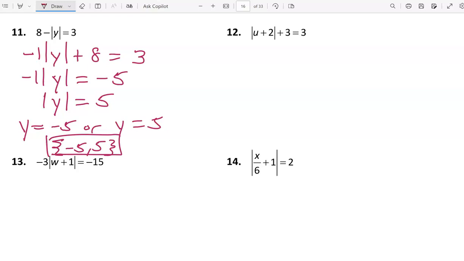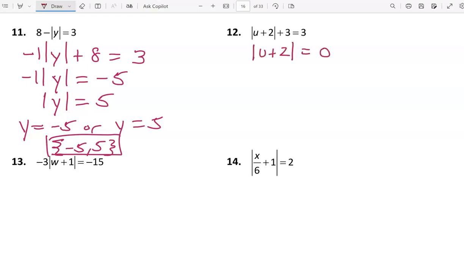In number 12, thinking about order of operations, I would add 2 if checking a value of u, then take the absolute value, then add 3 and see if that gives us a result of 3. So the add 3 has to go away first.